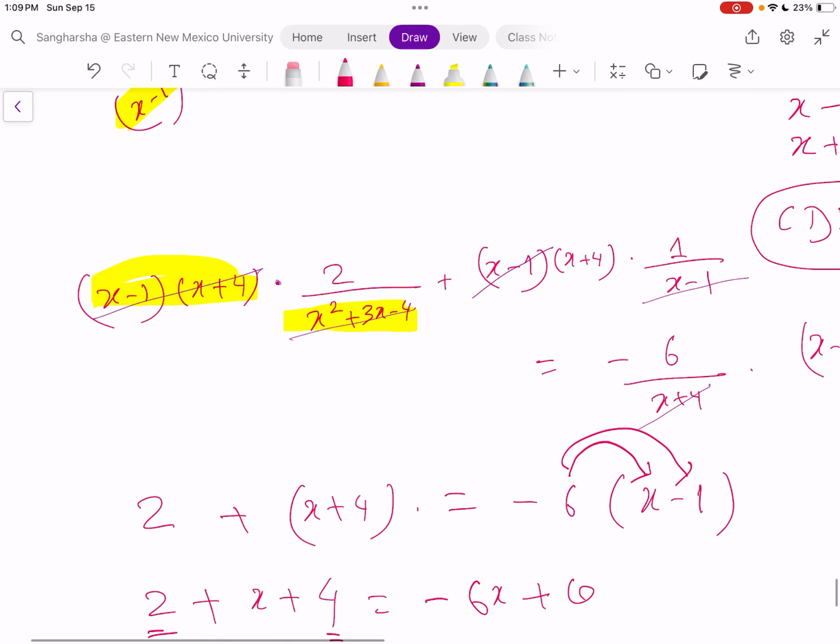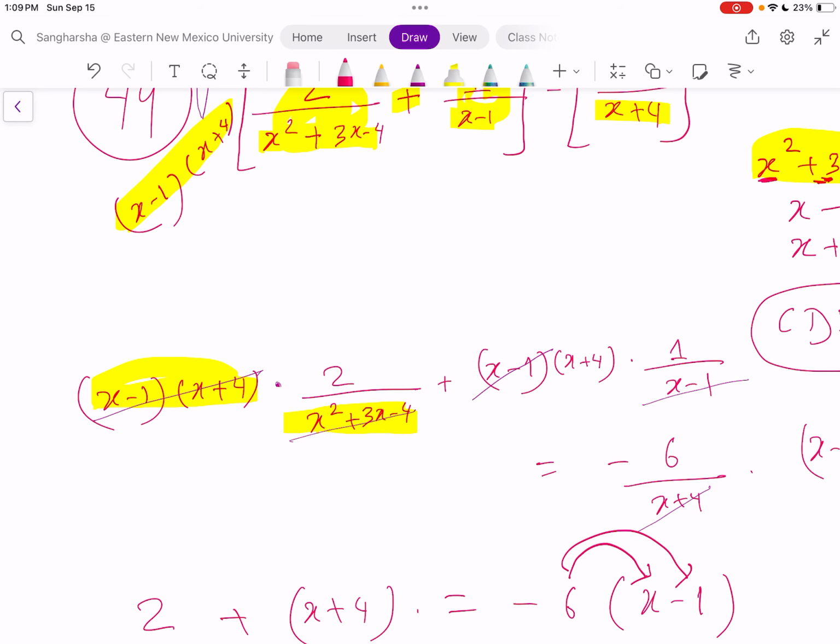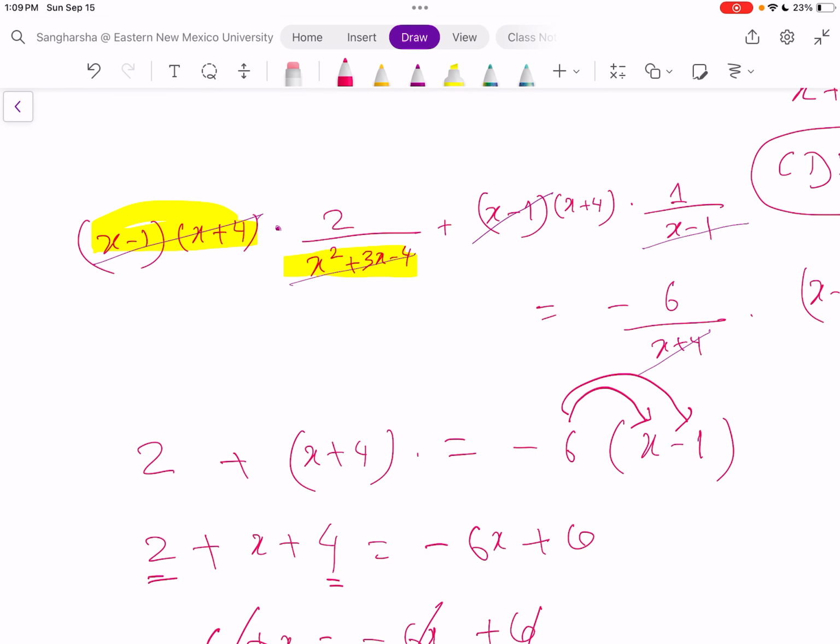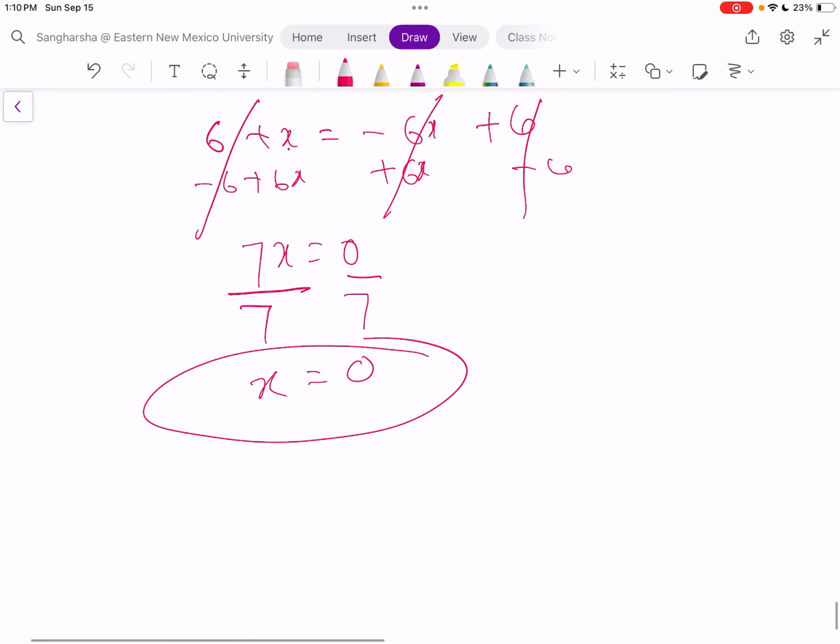Okay, the key thing here is to find the common denominator and use that common denominator to multiply both sides of the equation. You need to distribute that common denominator to each expression. Simplify and you solve for the variable. So this is all about section 1.4.